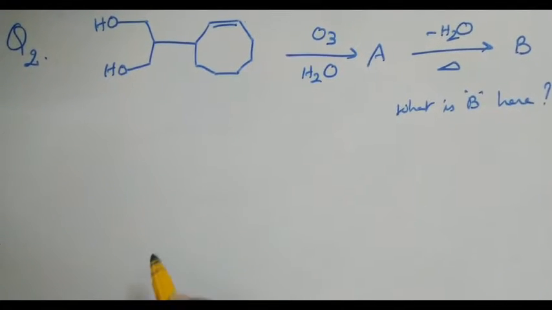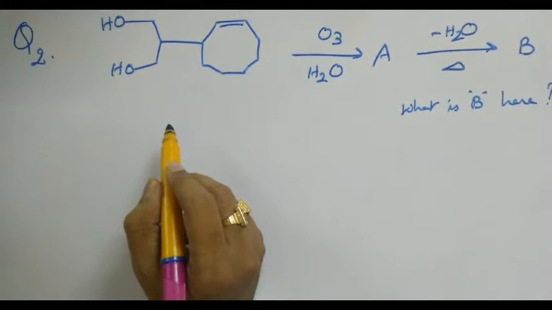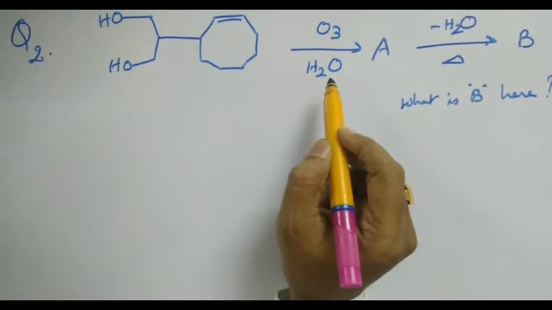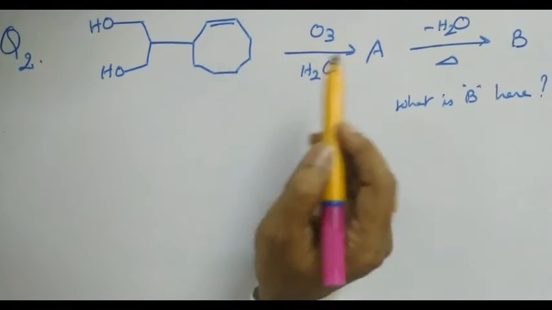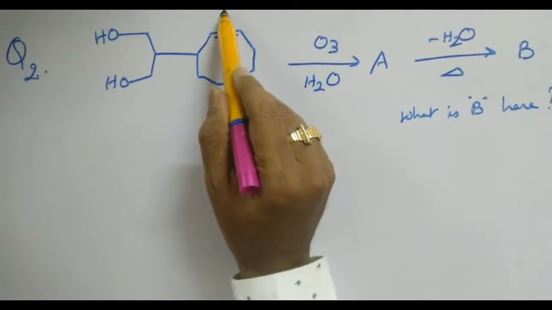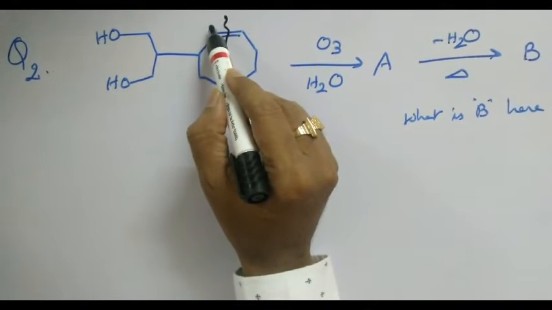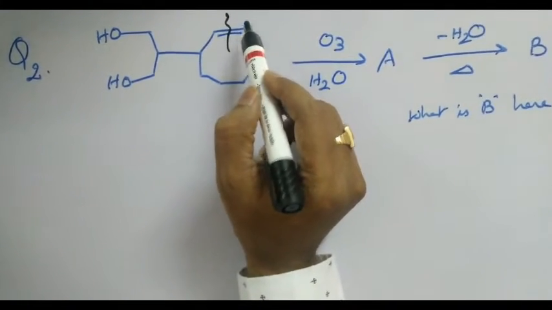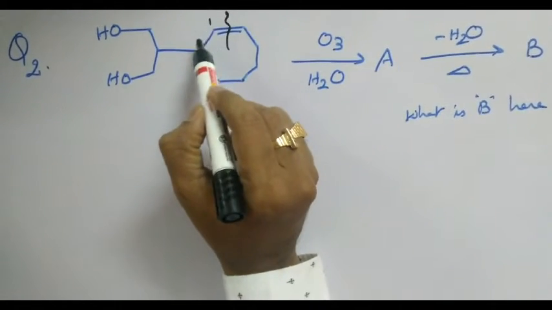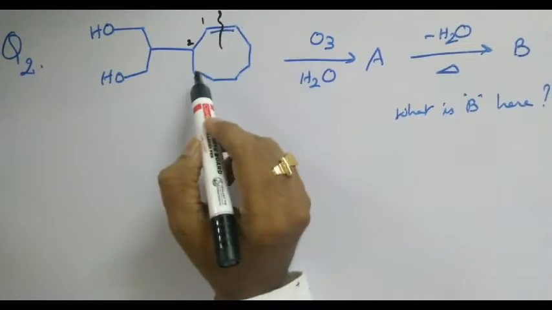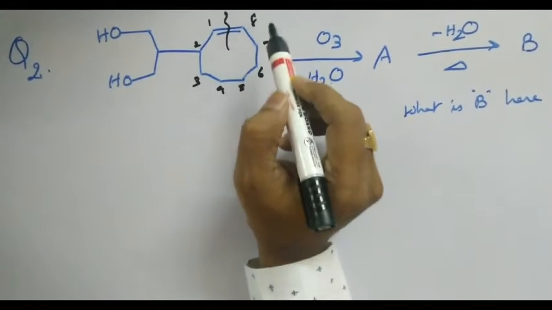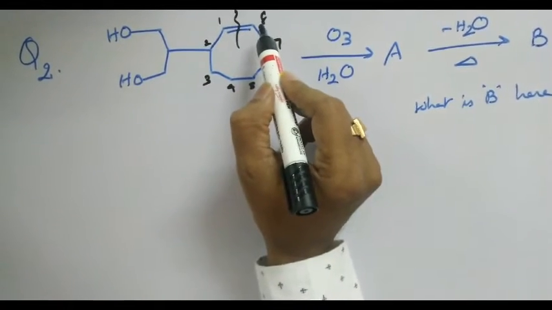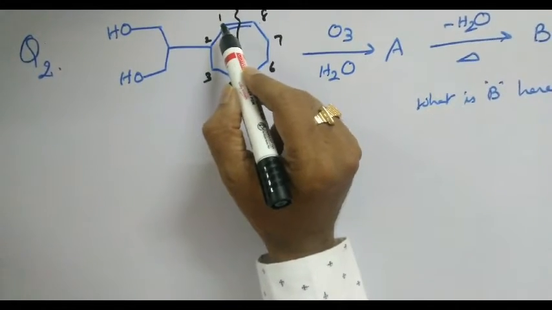In question number 2, he has taken this organic compound and treated it with ozone followed by water. Mind you, here he is using neither zinc nor DMS. Therefore, this is an oxidative ozonolysis. When oxidative ozonolysis takes place, this bond gets ruptured and we get COOH at this carbon and also COOH at this carbon. Let us number the carbons so that it becomes easy for us to answer later: 1, 2, 3, 4, 5, 6, 7, 8. So at the first carbon and also at the 8th carbon we have COOH groups.